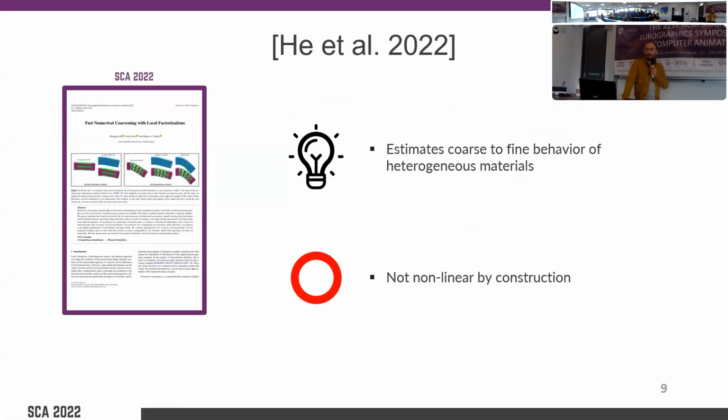Yesterday, Jong-Yoon presented a way to locally homogenize heterogeneous material called coarsening. This method allows fast simulation of objects with high resolution heterogeneity. The idea of coarsening is to estimate coarse behavior from relevant metrics. In this case, they use matrix shape functions to evaluate fine displacement given coarse displacements. However, this method is not designed to model nonlinear elasticity by construction.